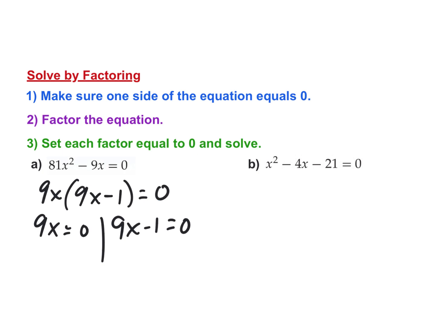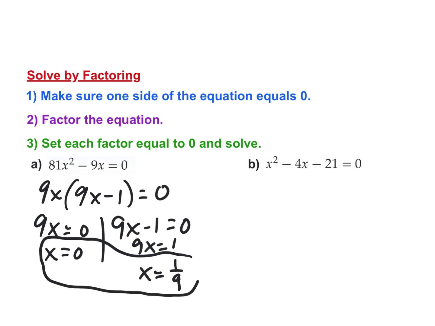Okay. So what does x equal in this equation? 0. X equals 0. What does x equal over here? 1/9. Okay, I add the 1 and divide by 9. Those are my solutions. That is my final answer. Factoring is the method to get to the answer. Okay?